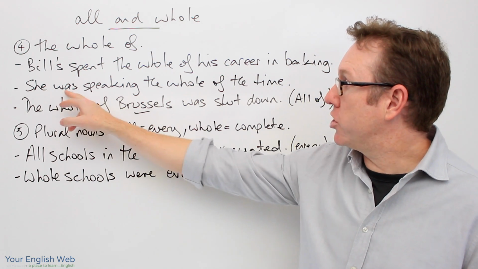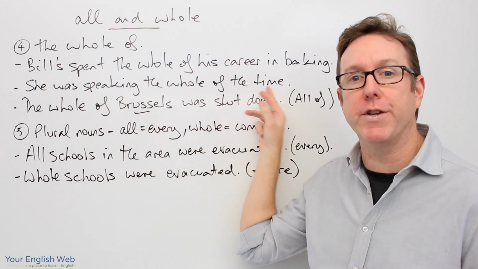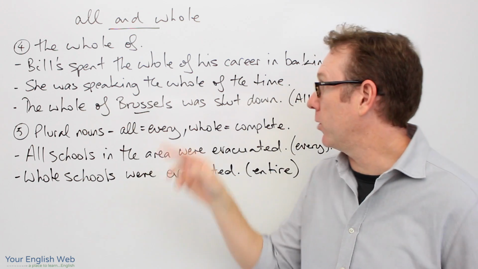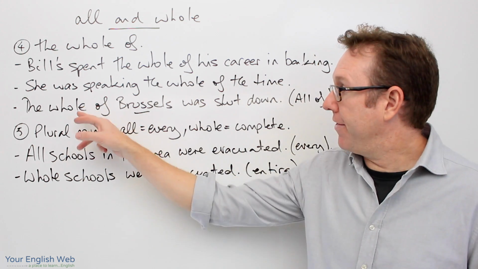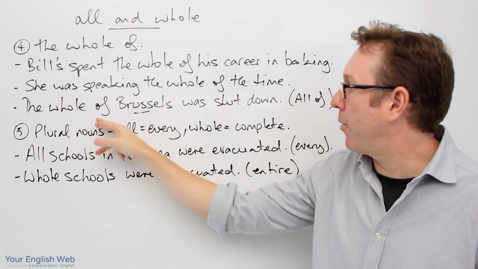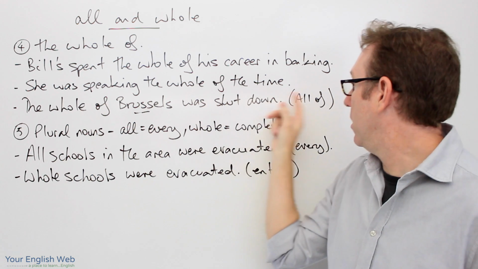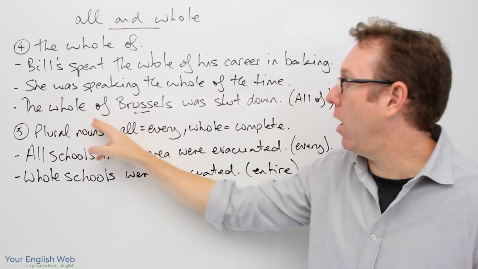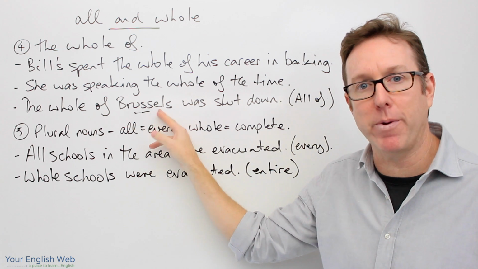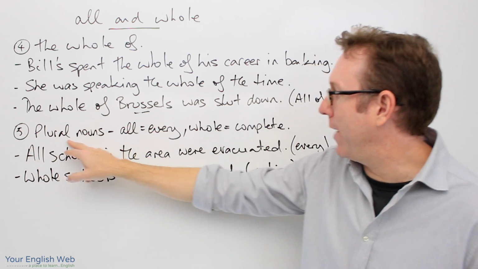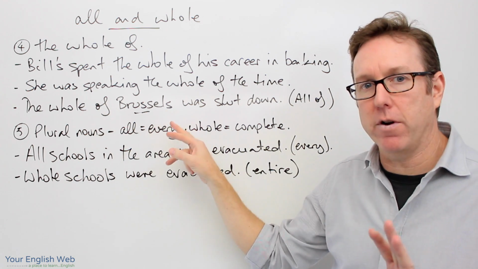The next one is she was speaking the whole of the time. We could also say she spoke the whole time, okay, so we don't need to put this. And this example here, because we have a proper noun, the whole of Brussels was shut down. We could also say all of Brussels was shut down, the whole of Brussels, okay? Proper noun, Brussels.